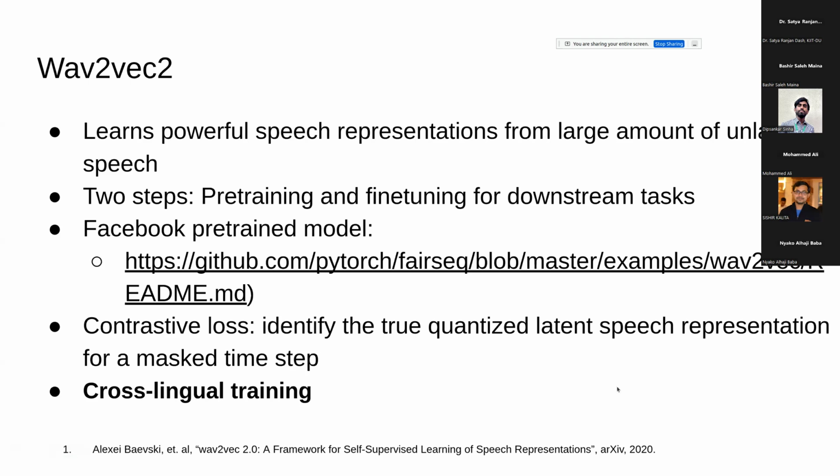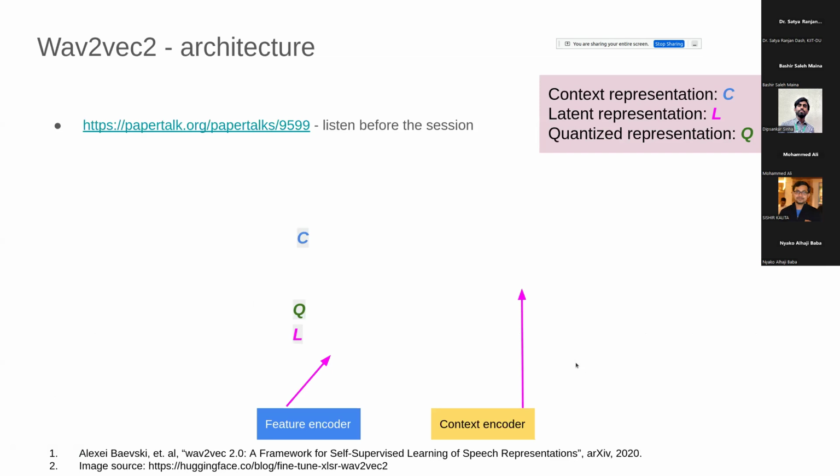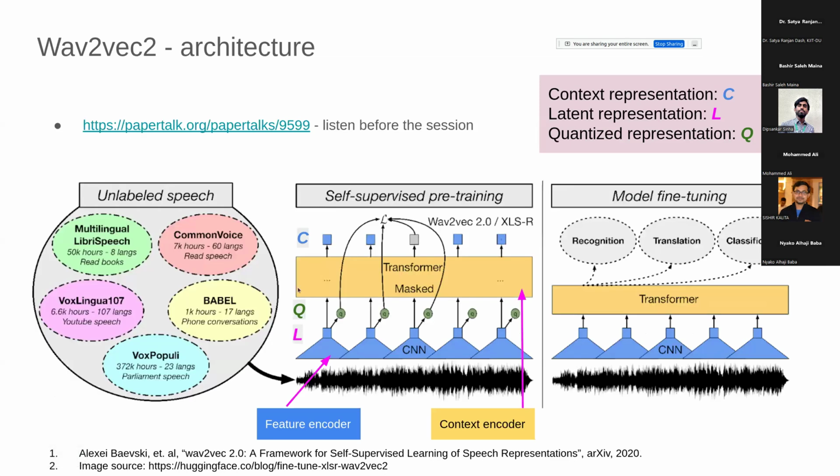So what does it mean actually? For example, you have a speech signal, then you mask some part. These are some CNN layers, typical CNN layers like whatever we use generally. The CNN will learn and extract the features, and then those features are given as input to a few transformer layers.